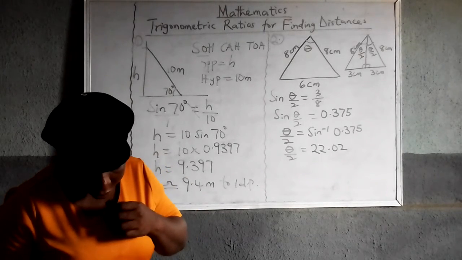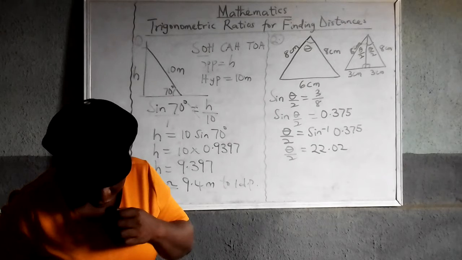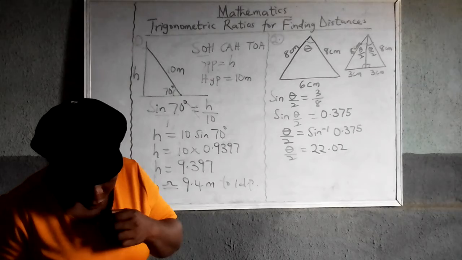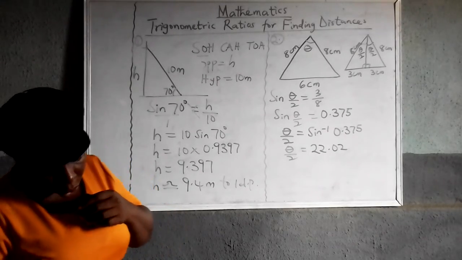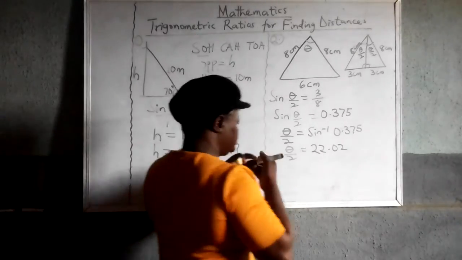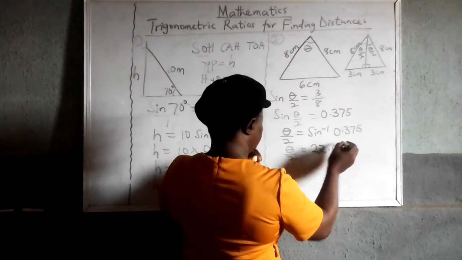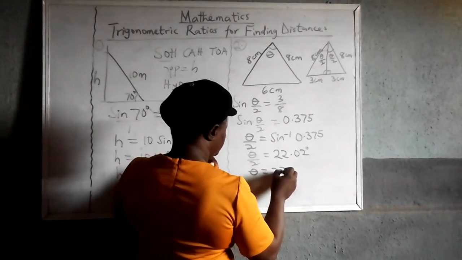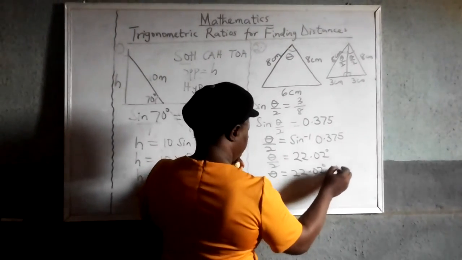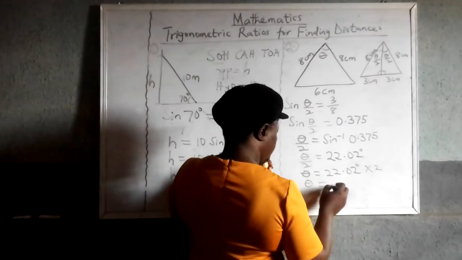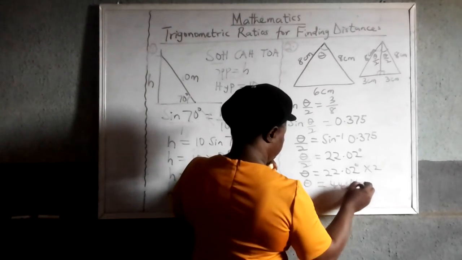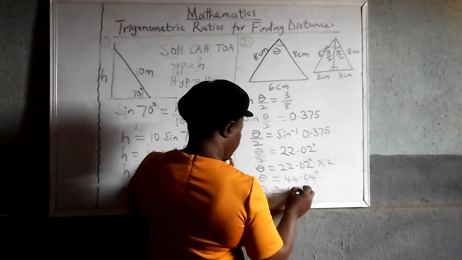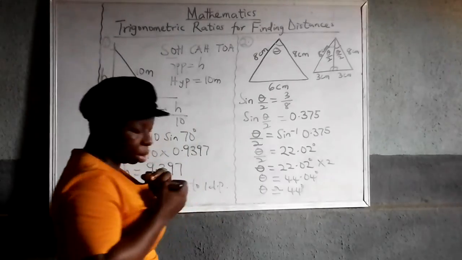Where can you get 0.375? Which angle will give you 0.375? You will discover that it is 22 under 0 difference 2. So this is 22.02 degrees. But we need theta. So theta will be equal to 22.02 degrees times 2. Theta is equal to 44.04 degrees. Approximately, theta is equal to 44 degrees to the nearest degree.